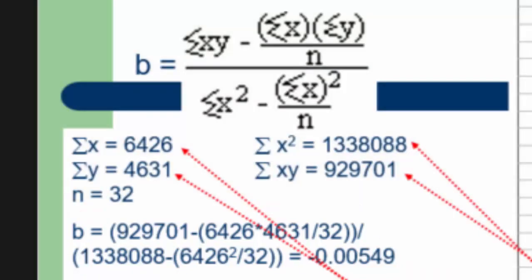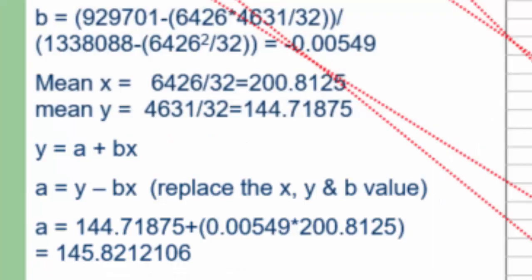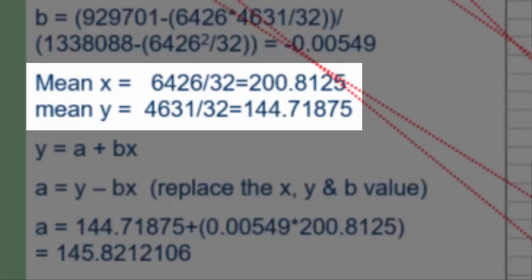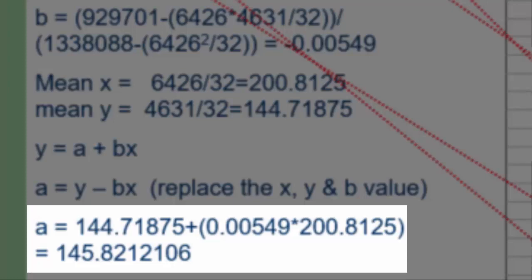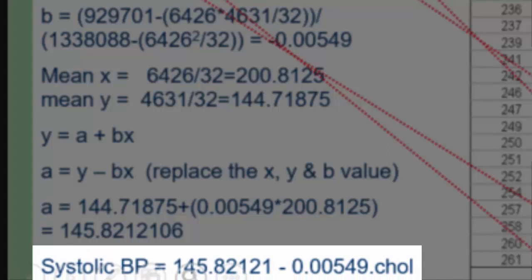Once you got the answer, you get the b, the regression coefficient. You need to get the a. To get the a, you are going to reverse the formula y equals a plus bx. You're going to revert it, so it becomes a equals y minus bx. Then you put in the y and you put in the x. Where do the x and y come from? They are the mean of the x and the mean of the y. This is x bar, this is y bar, right? 6426 divided by 32, you get the mean of x. 4631 divided by 32, you get the mean of y. And then, once you got the value of the constant a and the regression coefficient b, you put into this formula: systolic blood pressure is determined by the constant minus the cholesterol level.